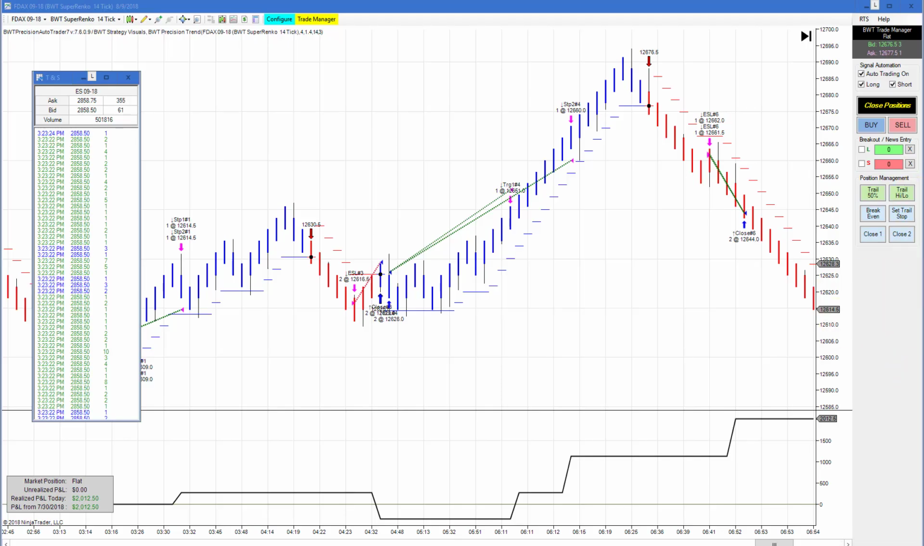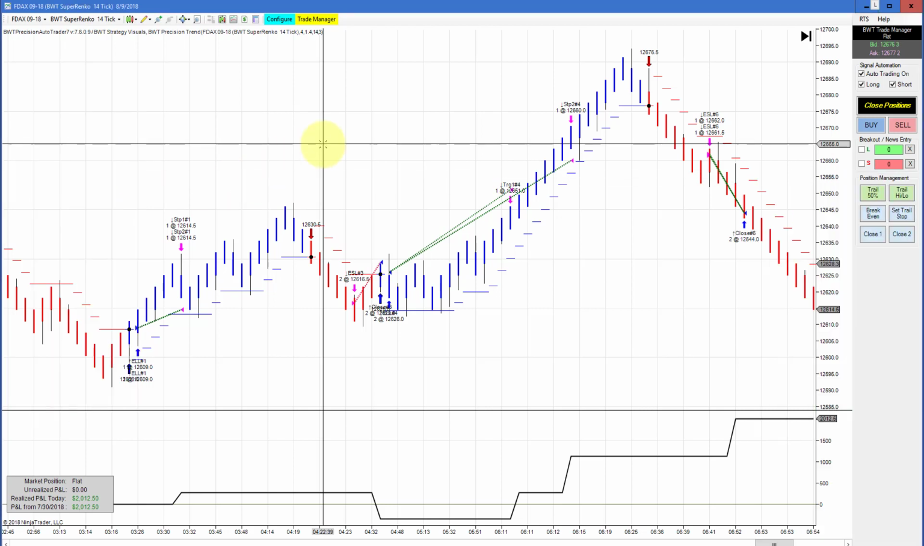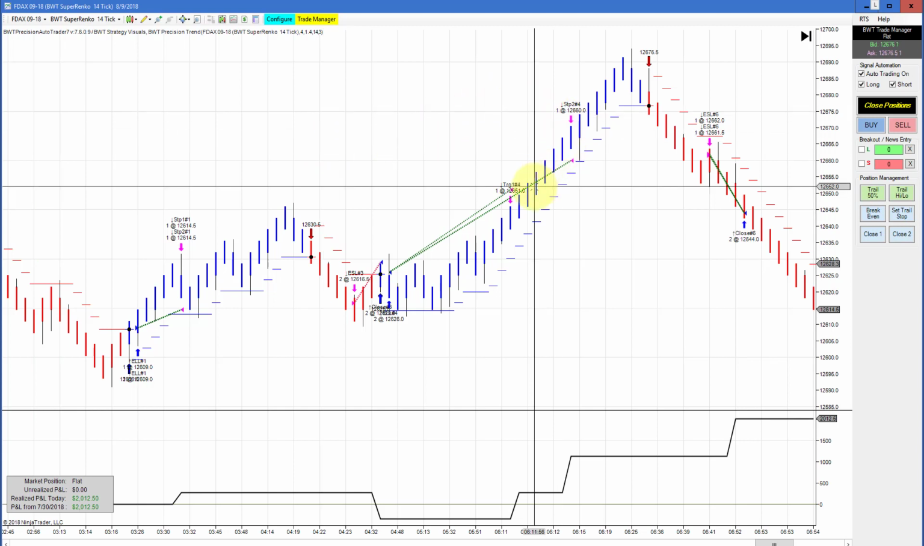Hello everyone, today is Thursday, August 9th. It's 3:23 p.m. Eastern Time, and you can see my computer clock on my right, and on my left is the time in sales, the Emini S&P currently trading at 2850. It's a pretty good day for the auto trader today.